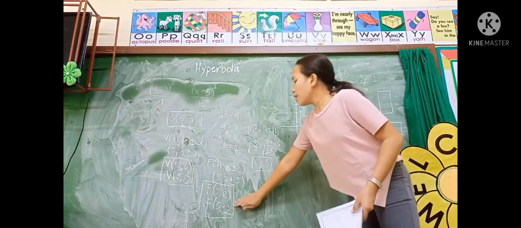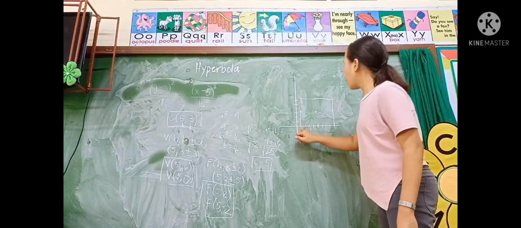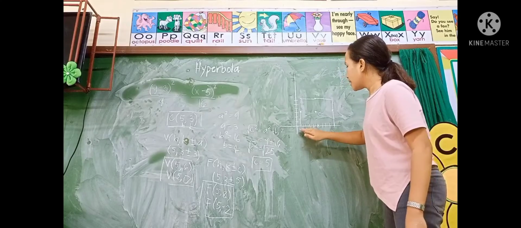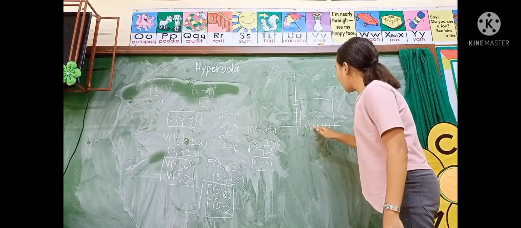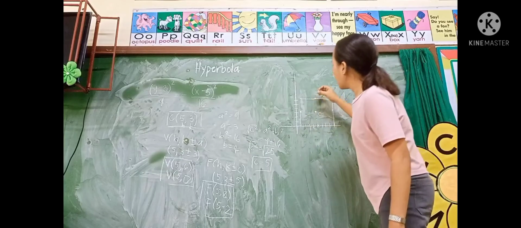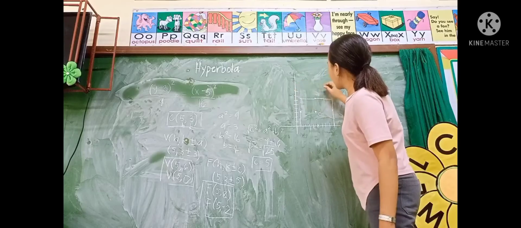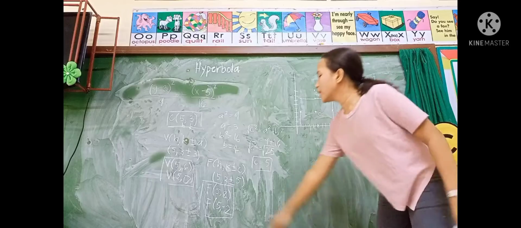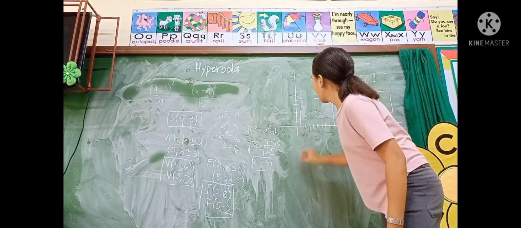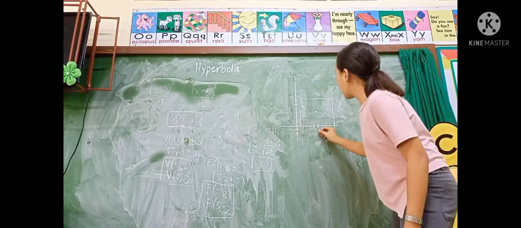Tinatawag natin siyang foci dahil dalawang focus. So, our first focus is 5 and 8. So, let's check. Igagraph pa na natin ito ng bukod. 1, 2, 3, 4, 5. Tama. And then, 6, 7, 8. Andito ang ating focus. Siyempre, dalawa ang ating focus. 5 and negative 2. Move here. 1, 2. 5 and negative 2.